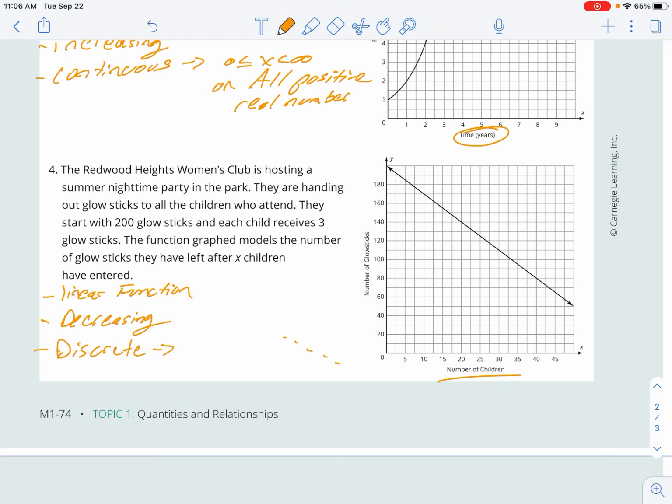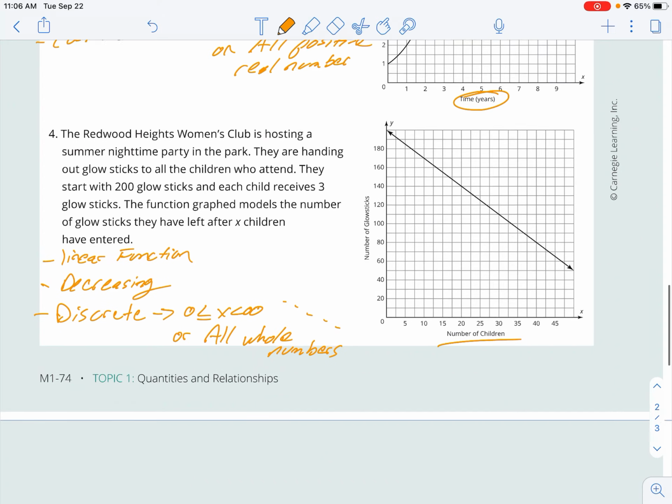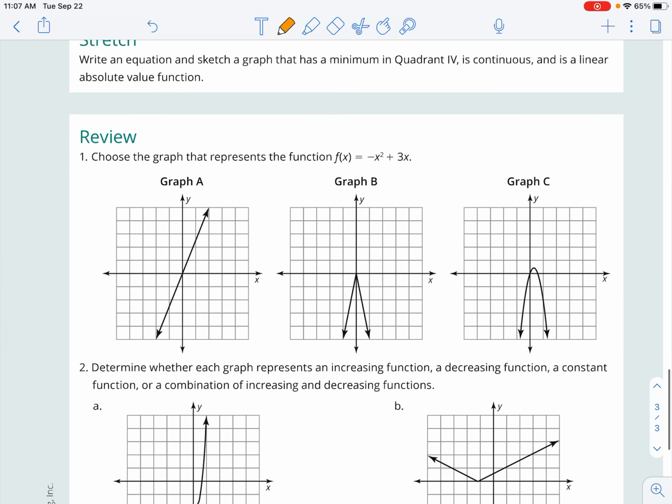So the domain then is going to be same deal. 0 to infinity. We're starting off at 0 children. We have 200 glow sticks. But as we start to hand them out, they start to go down. Eventually, we get to a certain amount of kids where it's gone. So it's going to eventually stop. But 0 to there. Another way to write that is all whole numbers, because we're talking about children. Children are not fractions.